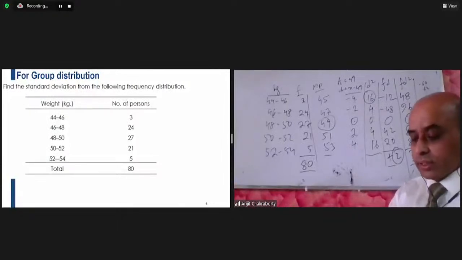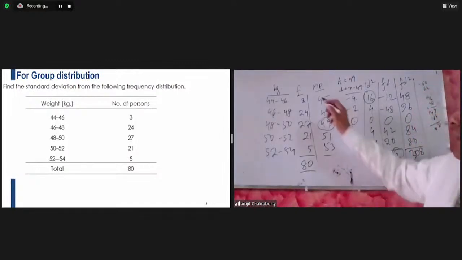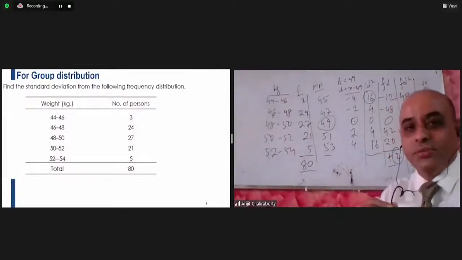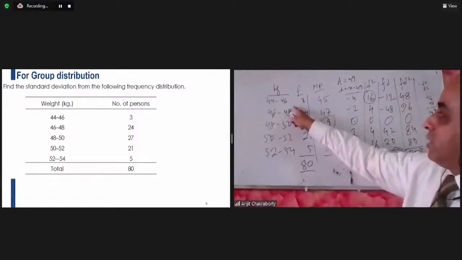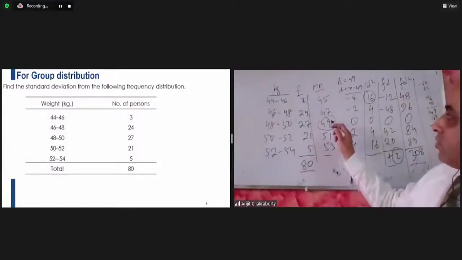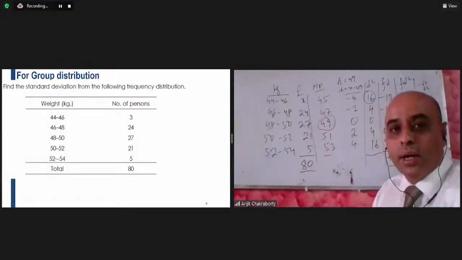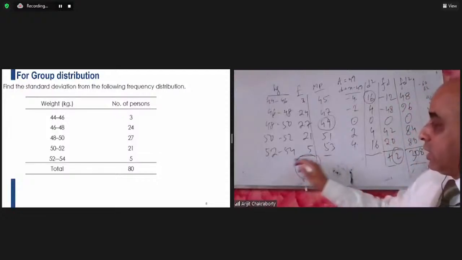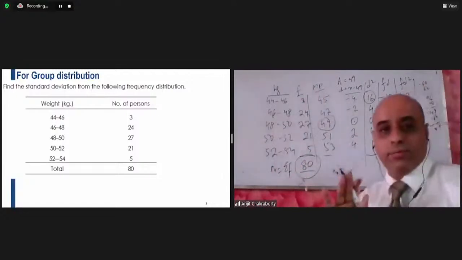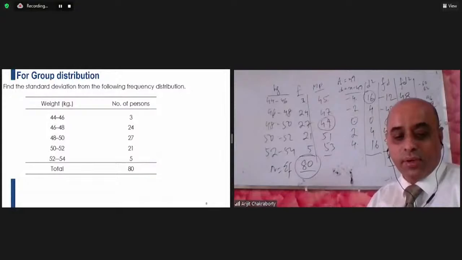Vinita is asking, why don't we take n as 5? Please note that here we have frequencies. If there is no frequency, you will take n as 5. But if there are frequencies, that means 45, there are 3 people. 47, 24 people have got. 49, 27 people have got. So ultimately we have to take the frequency n is equal to sigma f. If there is no frequency column, then it will be 5. I hope you have understood this.